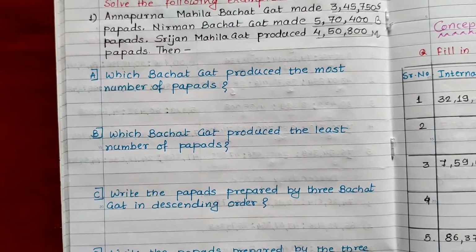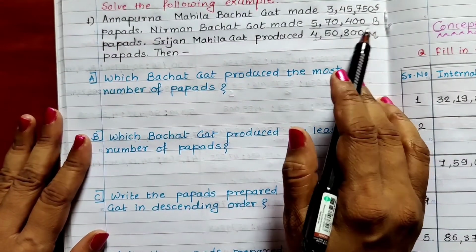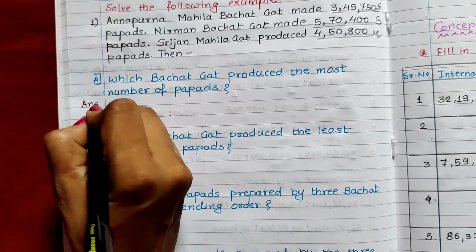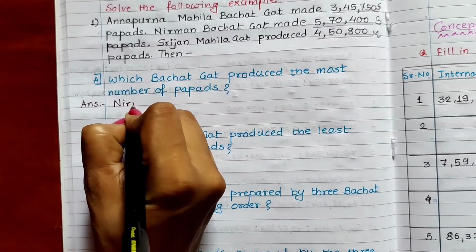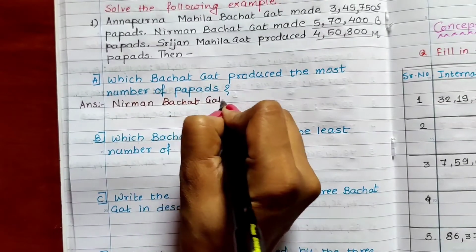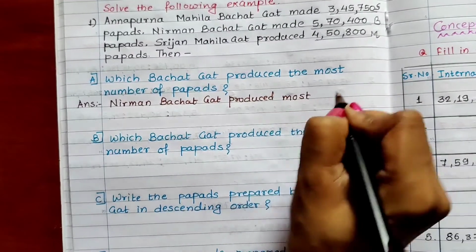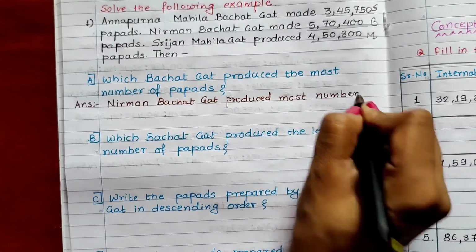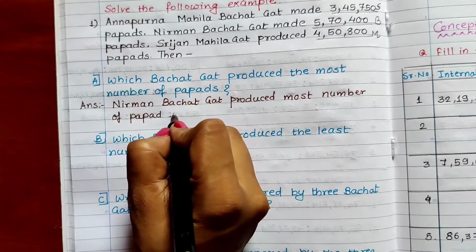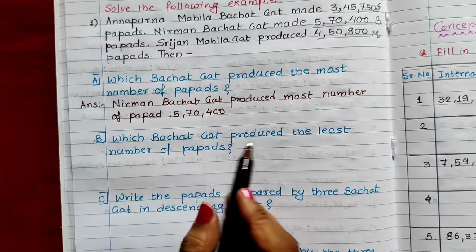So let us write the answers now. Which Bachat Gat produced the most number of papad? Most means biggest. Biggest is produced by Nirman Bachat Gat. So we write the answer here. Nirman Bachat Gat produced most number of papads. How many? 5,70,400.